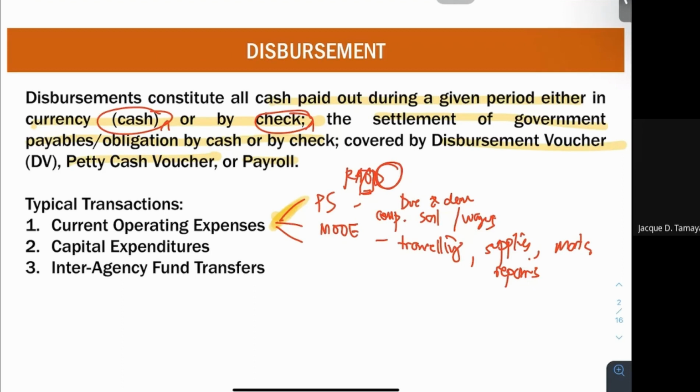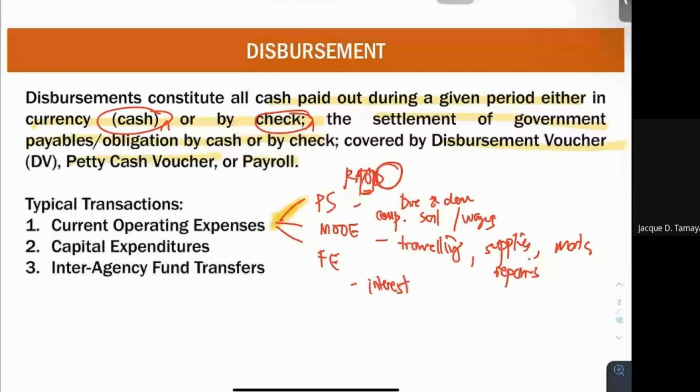So we're done with PS and MOOE. We go now to another operating expense that is a typical transaction of your disbursement. We have your financial expense. The most common financial expenses, of course, are your interest and any other bank charges. Those are some of your current operating expenses.